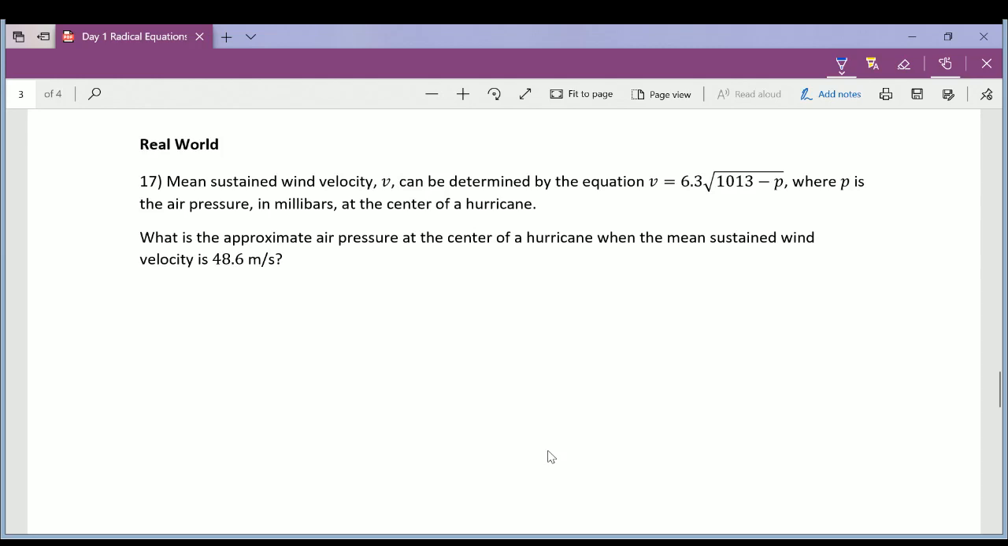What is the approximate air pressure at the center of the hurricane when the mean sustained wind velocity is this number right here? Well, the velocity is v. So that's where it's going to go, right here, to replace the v.